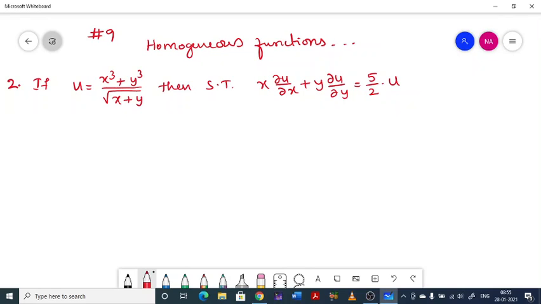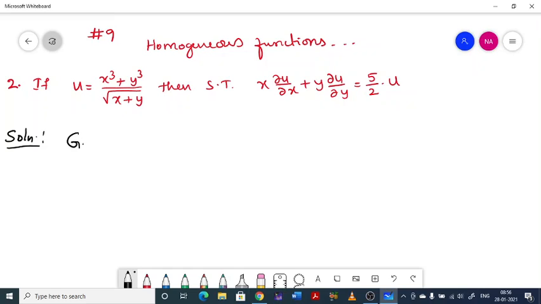Now look into this problem statement carefully. Here the function u is given, u equals x cube plus y cube divided by square root of x plus y, and we have to show that x into dou u by dou x plus y into dou u by dou y equals 5 by 2 times u. Don't try to find dou u by dou x and multiply it by x, and dou u by dou y and multiply it by y. That is not necessary if you observe the statement carefully.